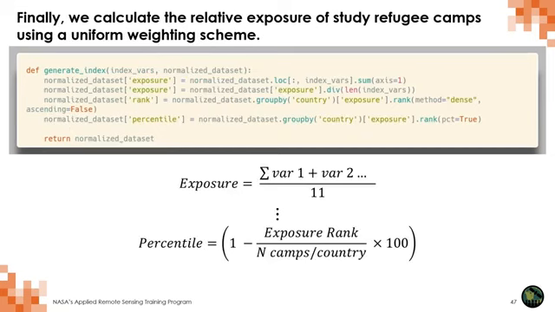And so after we've normalized the data, we perform a simple index rank of each variable and then calculate the percentile of each camp within the distribution of camps. And so this allows us to say, for example, that our index finds that a given camp is in the 90th or the 50th percentile of exposure relative to all other potential camp locations for a given country.